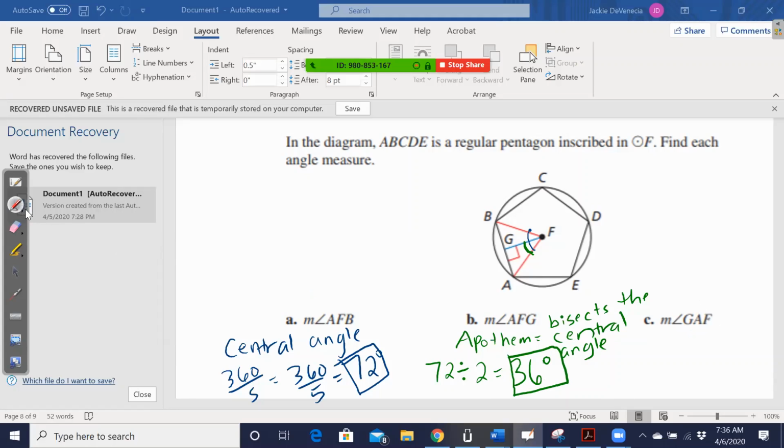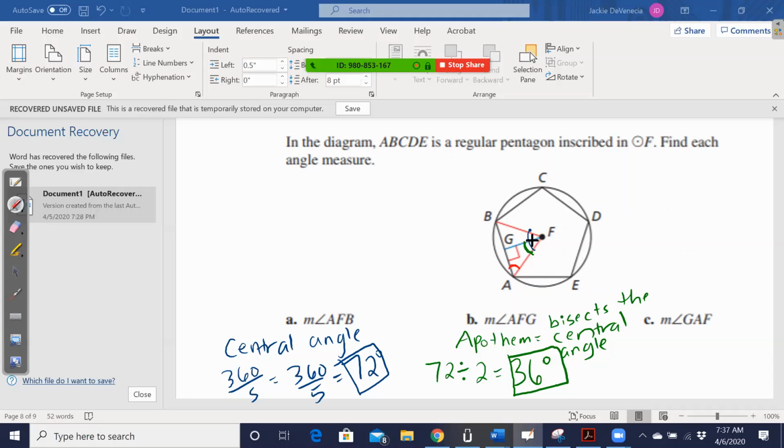Okay, so I need to first mark down where GAF is. So let's use red. So we have GAF. All right, GAF. So we're looking for this angle right over here. That angle. Now, if we look at this over here, we see that we're forming a right triangle.